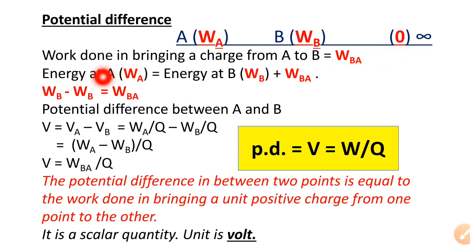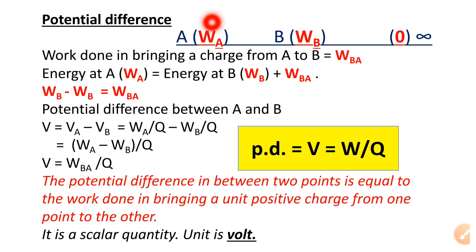We are saying that the work done in bringing the test charge from A to B. So now it is considered to be brought from A to B. Now the work done can be written here as WBA, that is work done to carry the charge from B to A. Now as we know, the energy at the point A is WA, and the energy at the point B is WB.